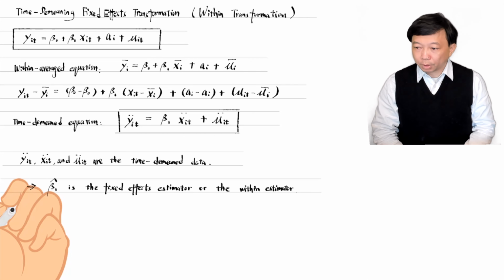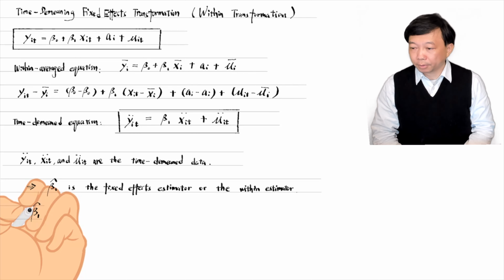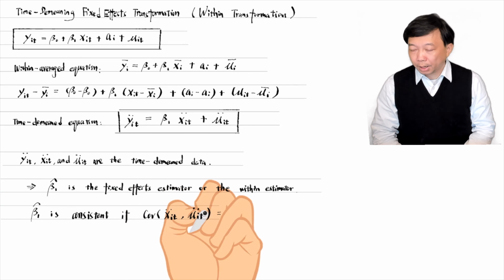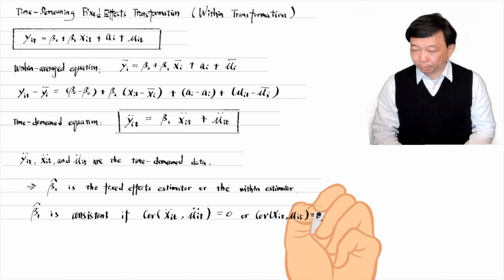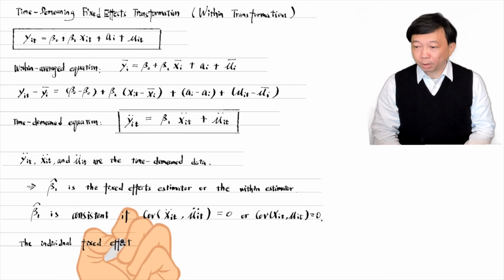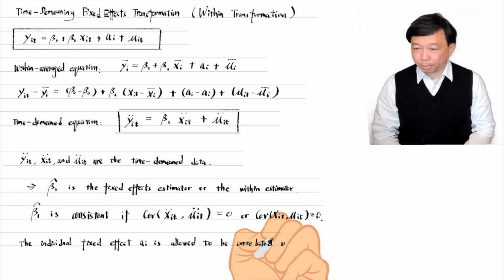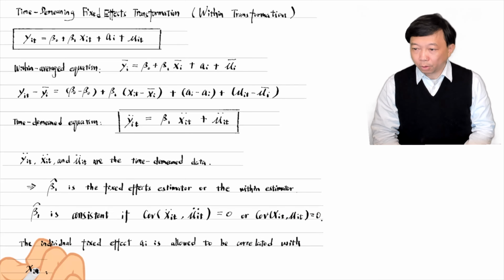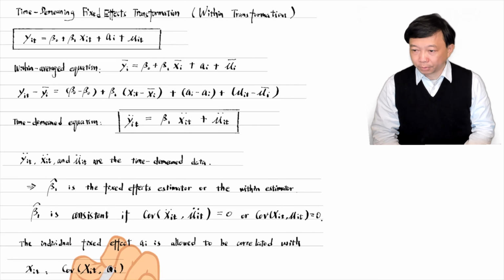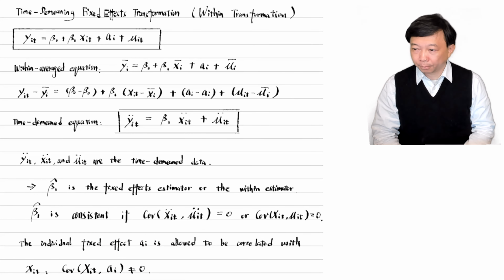The time-demeaned fixed effects estimator is a consistent estimator as long as x is not correlated with the idiosyncratic error component mu. The most important thing here is that the explanatory variable x is allowed to be correlated with the unobserved factors that are constant over time in a_i. In other words, the fixed effect transformation alleviates the bias due to the time constant omitted variables.